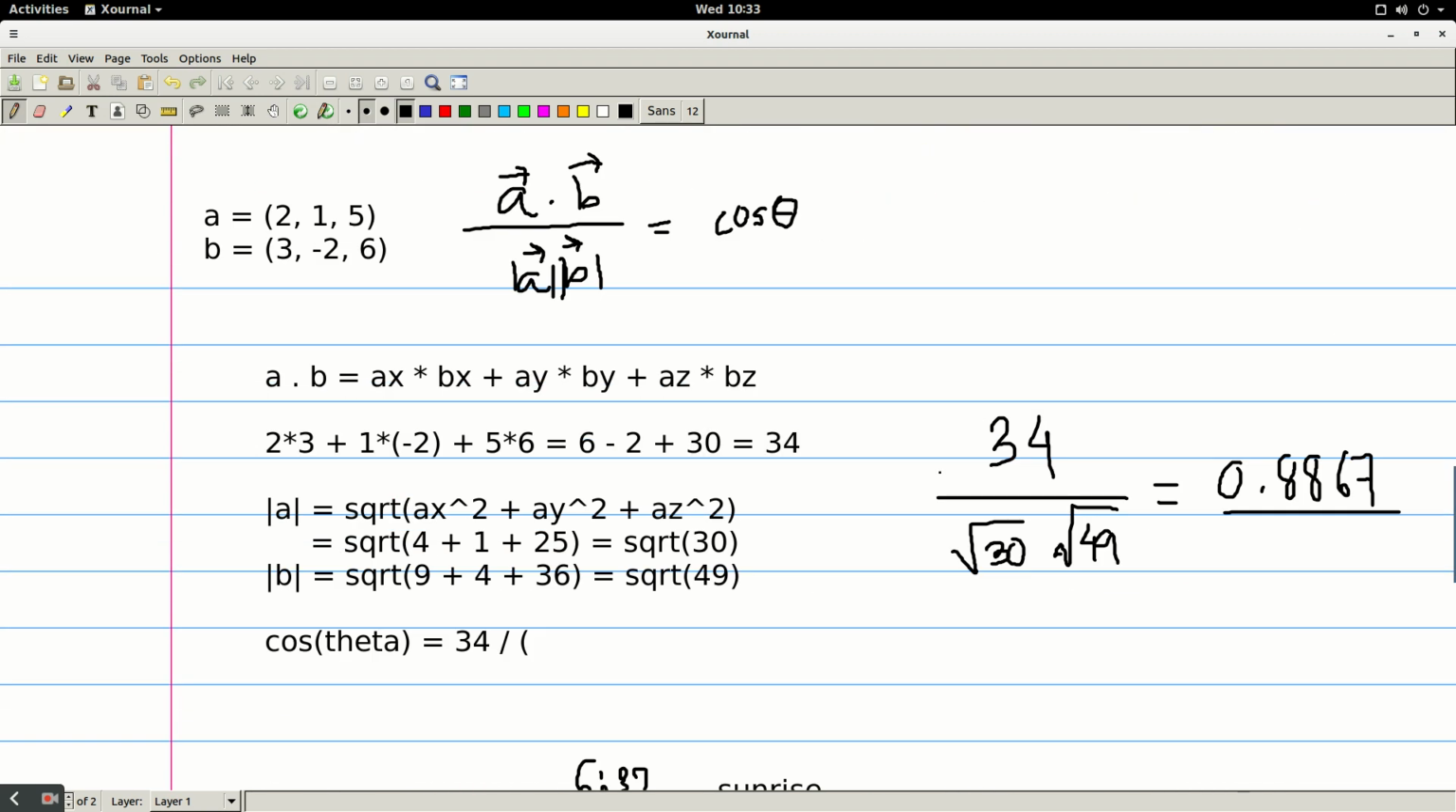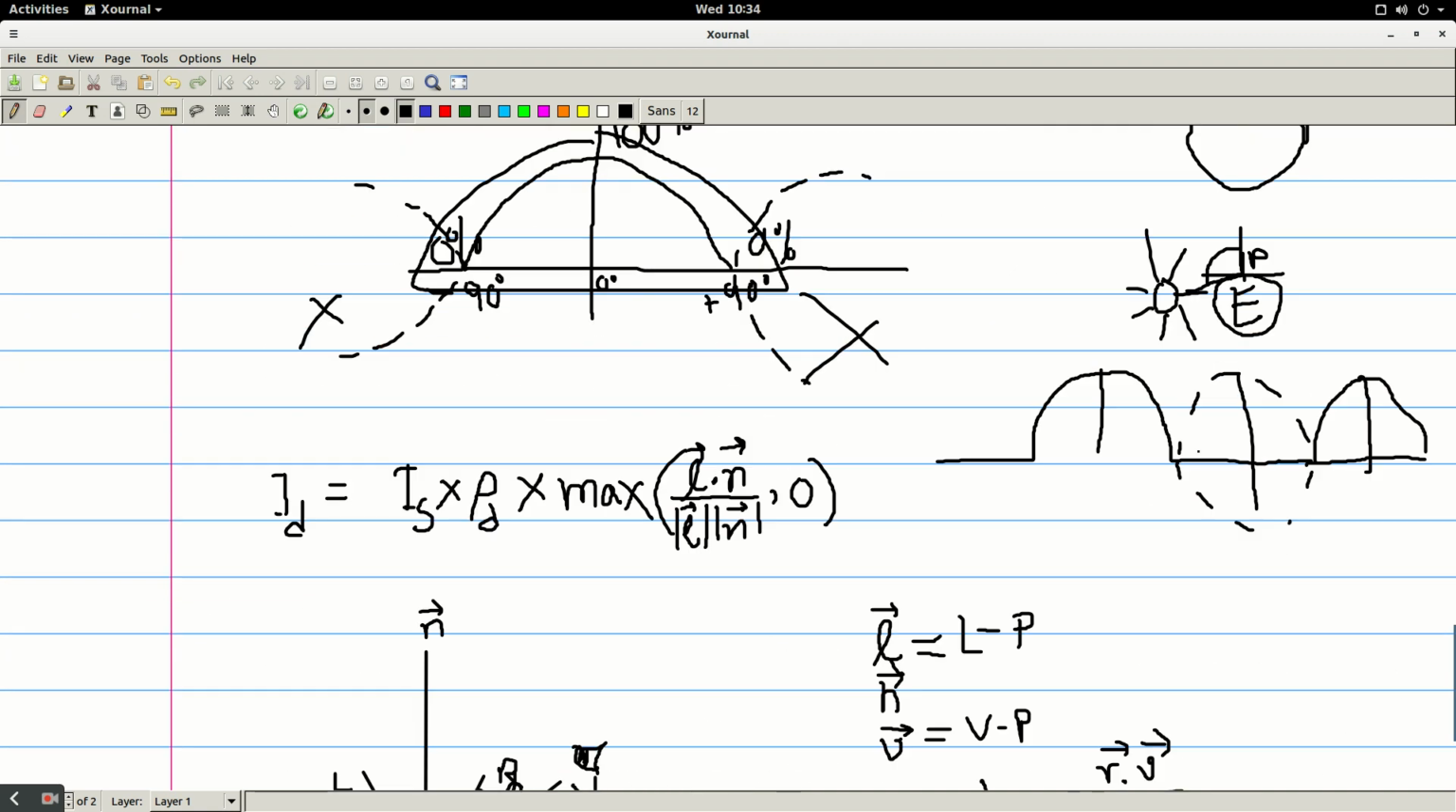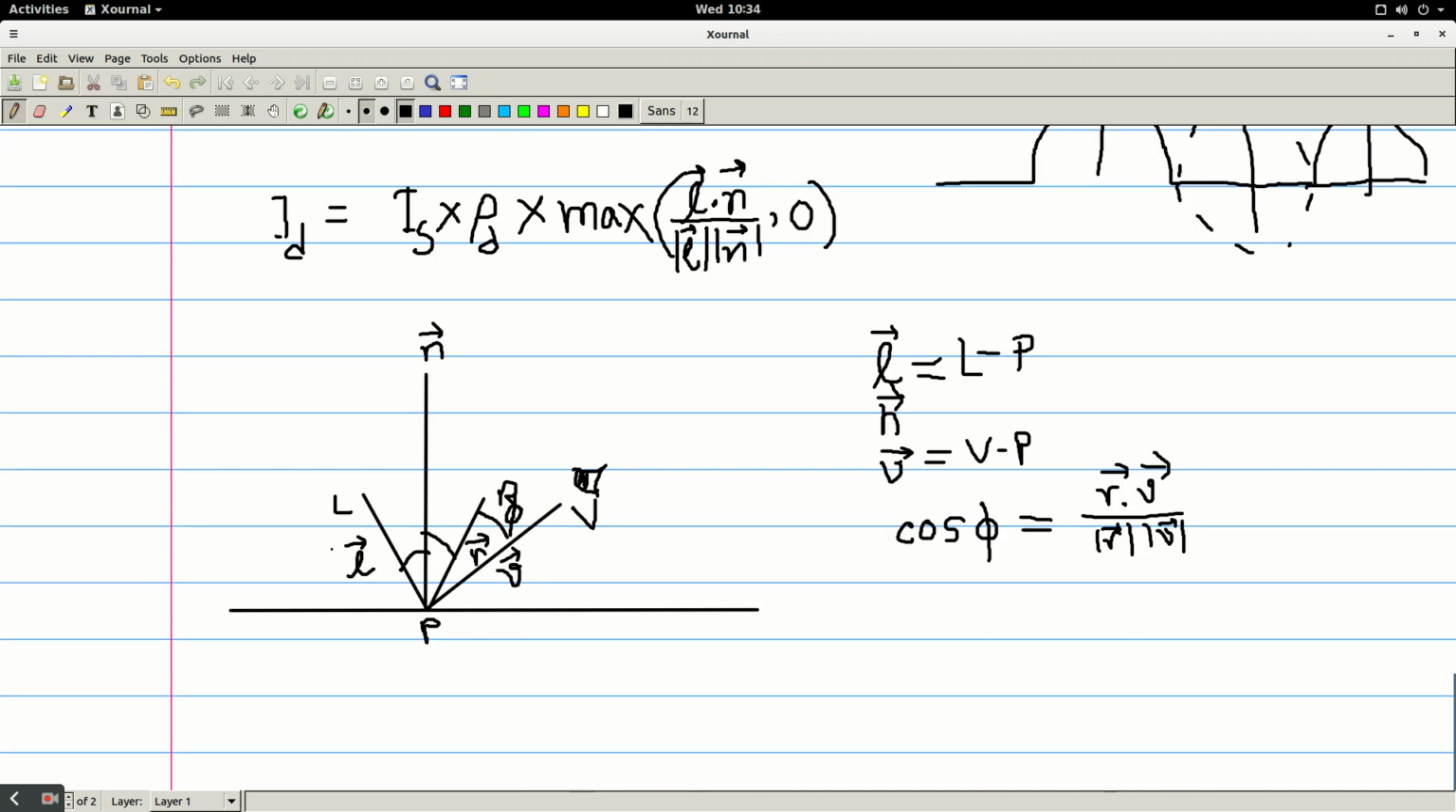Okay, we have just done this part right over here. This is the dot product thing. You just bring these two things over here, that gives you cos theta, and if that's the case, then you can also find cos phi. It's just that we do not know how to find the r vector. Is this problem clear?